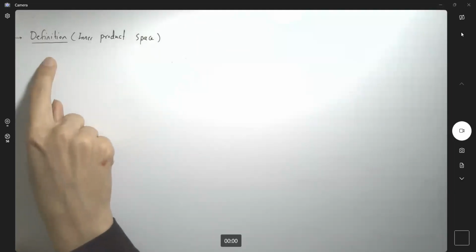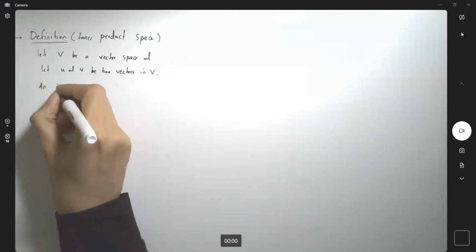Now let us talk about the inner product space. What are we going to do? We're going to take a vector space. Let V be a vector space. And let us take two vectors in it. Let U and V be two vectors in this vector space.